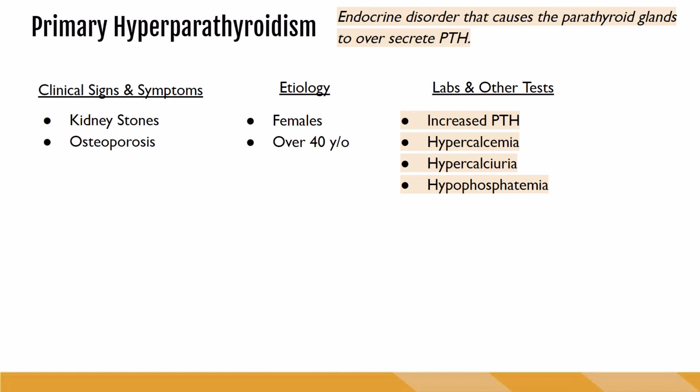Now, because of all this extra calcium in the blood and what needs to be filtered out by the kidneys, we see that kidney stones commonly go with primary hyperparathyroidism. And then because that calcium has to come from somewhere, it's usually from the bones, so the patients typically also have osteoporosis, making this a very common disease as well for females over the age of 40. So primary hyperparathyroidism is an endocrine disorder that causes the parathyroid glands to over-secrete that PTH, and because of that extra PTH, we see issues arising in other organ systems.